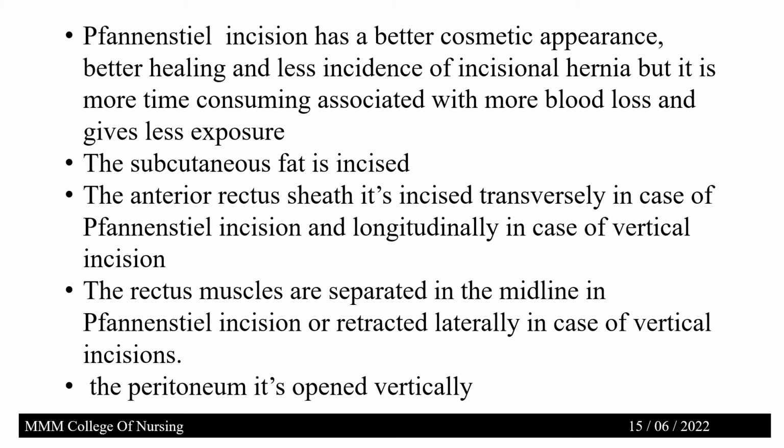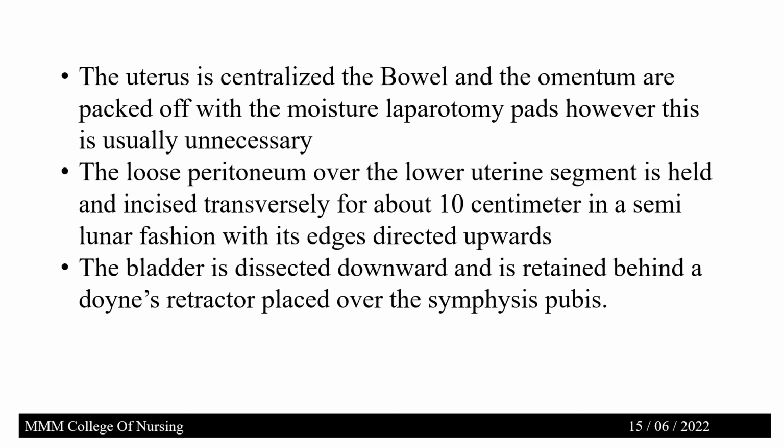Then the subcutaneous fat is incised. The anterior rectus sheath is incised transversely in case of Pfannenstiel incision, and longitudinally in case of vertical incision. The rectus muscles are separated in the midline in Pfannenstiel incision, or retracted laterally in case of vertical incision. The peritoneum is opened vertically. Next, the uterus is centralized. The bowel and the omentum are packed off with moist laparotomy pads. However, this is usually unnecessary.